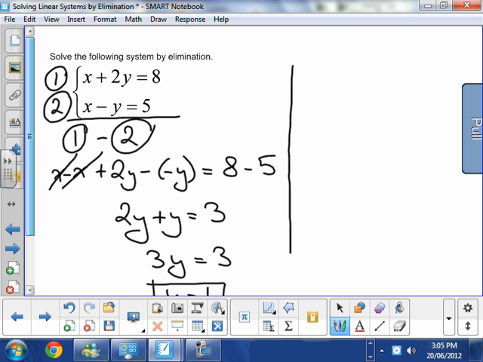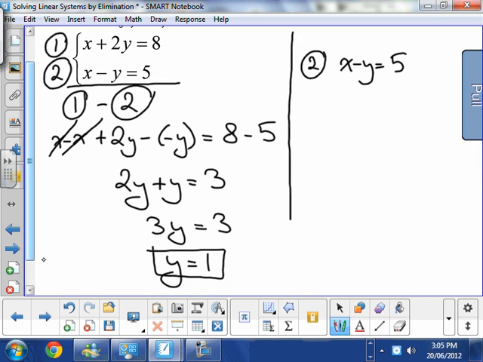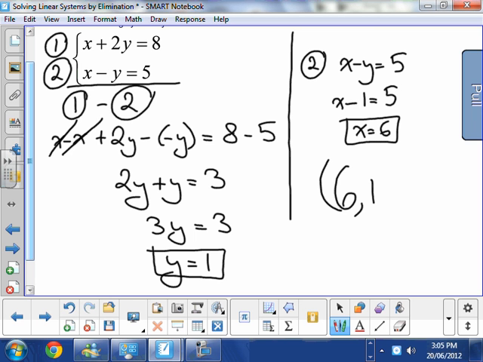Choose one of the given equations. For example, which one should I choose? Number 2, for example? Sure, choose number 2. The coefficient for x is 1, the coefficient for y is negative 1, so it's easy to substitute the y value 1 for y. So x minus 1 this time equals 5, x equals 6. So the point of intersection as an ordered pair is 6 and 1.